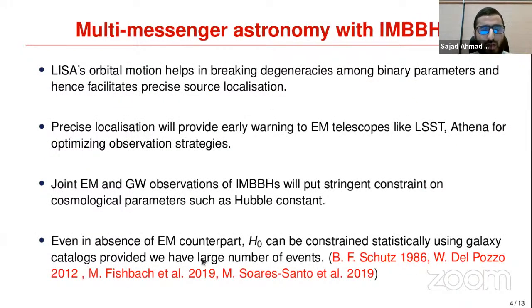Now, how can we do multi-messenger astronomy with intermediate mass black holes? LISA's orbital motion helps us in breaking the degeneracies among the binary parameters and hence facilitates precise source localization. This precise source localization will help provide early warning to electromagnetic telescopes like LSST and Athena for optimizing their observational strategies. The joint electromagnetic and GW observations of these intermediate mass black holes can put stringent constraints on cosmological parameters, such as the Hubble constant, even in the absence of an electromagnetic counterpart. The Hubble constant can be constrained statistically using galaxy catalogs, provided we have a large number of such events.